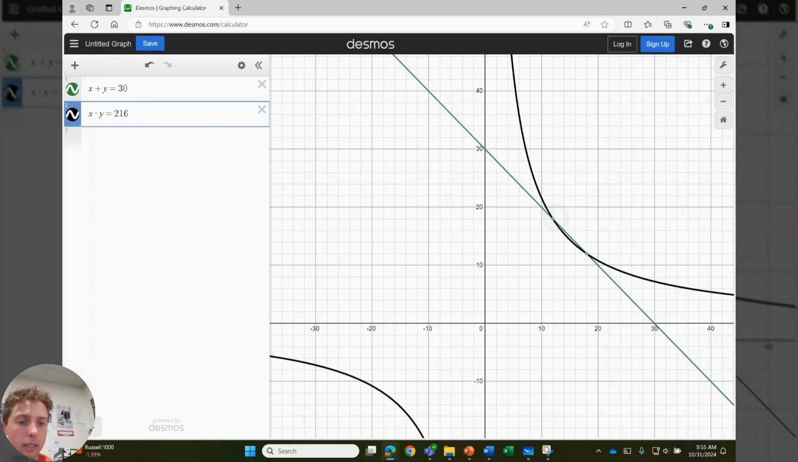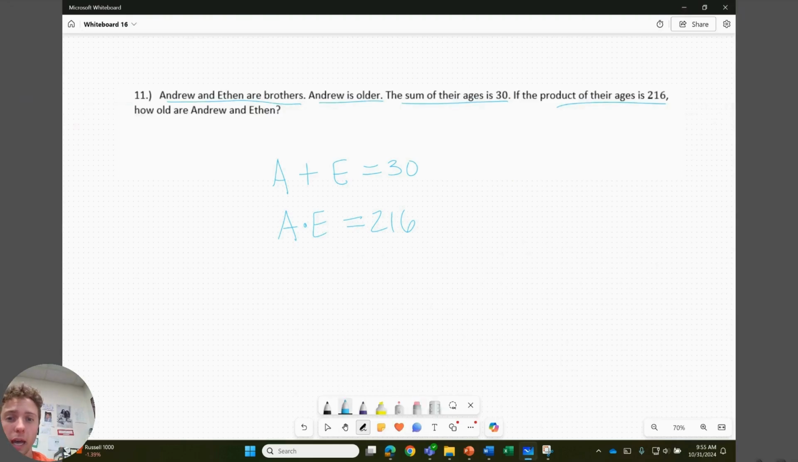In this case, it looks like they cross twice. Notice they're the same x and y values, 12 and 18. So if you knew that Andrew is older, Andrew must be 18 years old. Ethan must be 12 years old. Their ages do add to 30, and if you multiply those, they do multiply to 216.